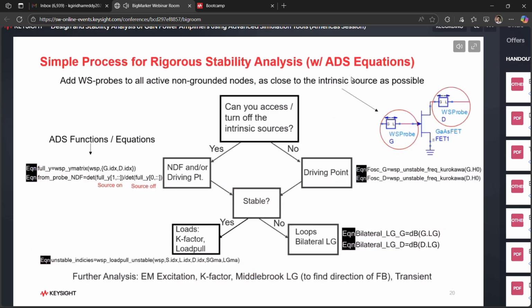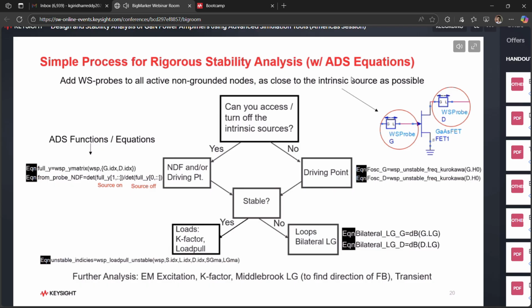Okay, so there we have it. Now we're at a simple process for rigorous stability analysis. And all I did here was apply and show you the ADS equations that we can use in the post process in the data display to do that. So first, you put the probes as close to all of your active devices as possible. What I mean by that is as close to the intrinsic as possible. For example, if you have a monolithic device, you're already in luck because the probes already exist there, and they're inside some of the parasitics.